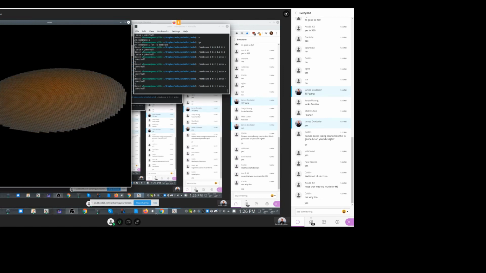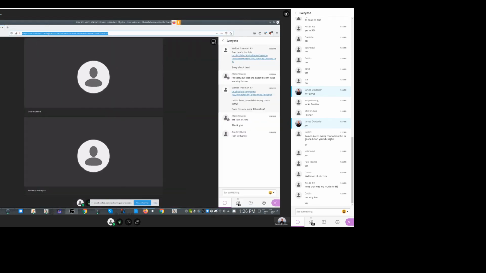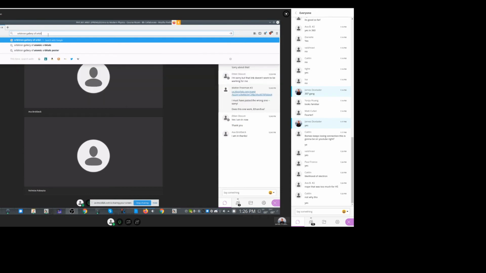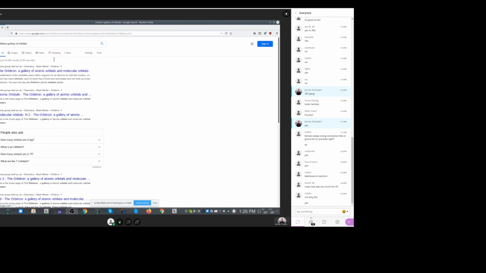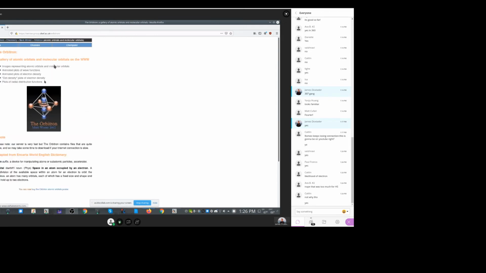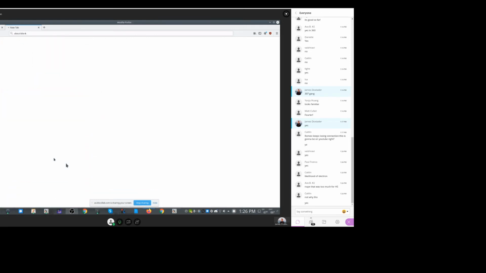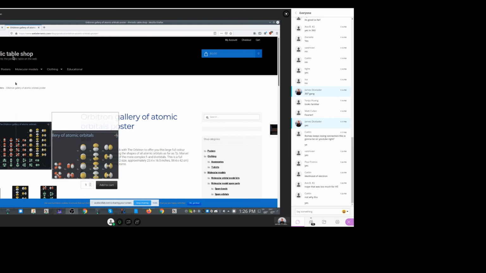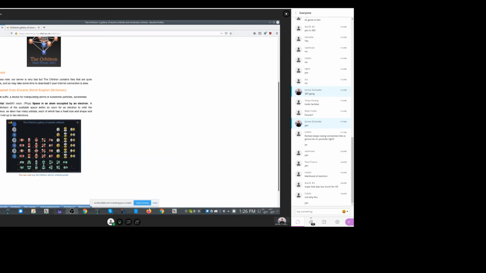I might be able to pull up a poster of what the orbitals look like. So we'll see if Google will be kind to us. Here it is. Can I have a bigger version? Maybe.